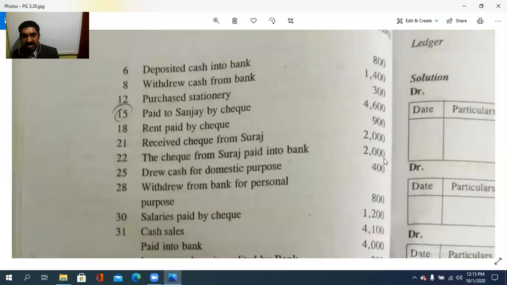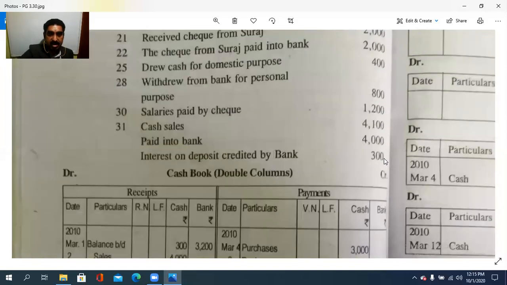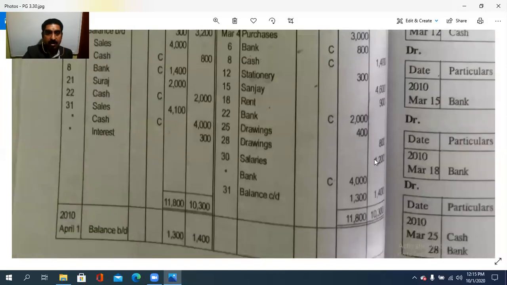Then salary is paid by check. The salary is to be paid by check, not in cash. So salary account debtor to bank. So how is it to be? By salary there, see, in the bank column.